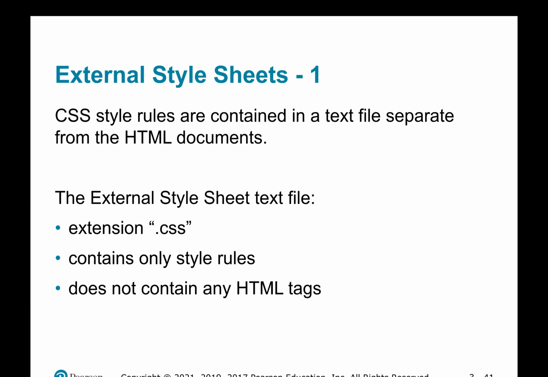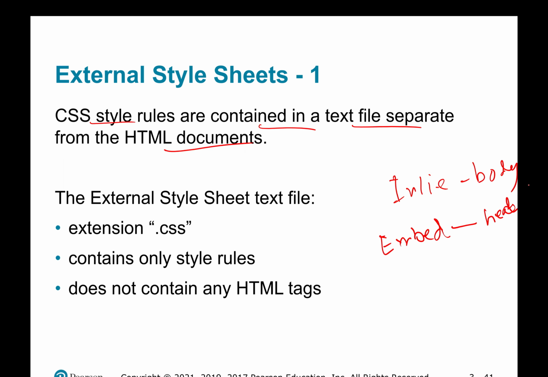Now let's move on to the third type of styling, that is the external style sheets. So in the external style sheets, CSS style rules are contained in a text file completely separate from the HTML documents. In the first two types, like in the inline, it was in the body, right? In the embedded, it was in the, sorry, it was in the head, right? But in external style sheets, it's completely separate.